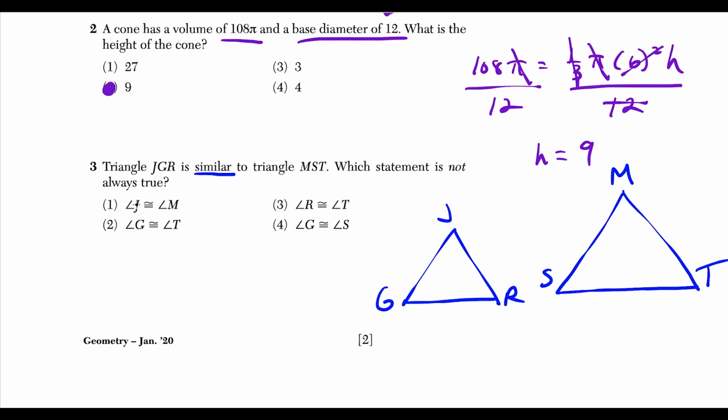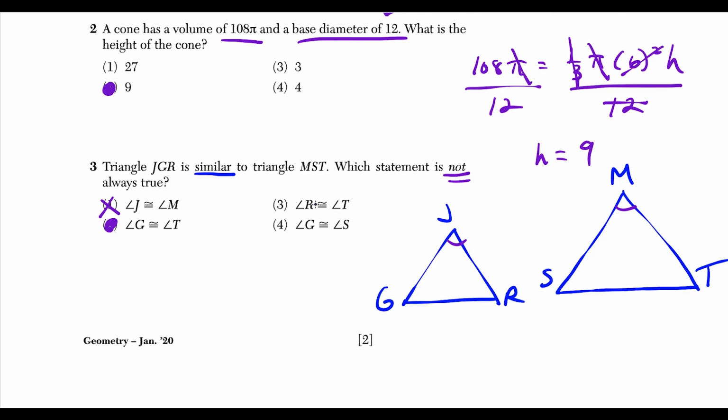So now we go through these one at a time. Which statement is not always true? Well, J is congruent to M. This would always be true because these two angles are in corresponding location. So this one is out because it is always true. Angle G is congruent to angle T. This right away is looking like our answer because notice G is in this bottom left location and T is in the bottom right location. So they don't have to be equal. So that's not always true.